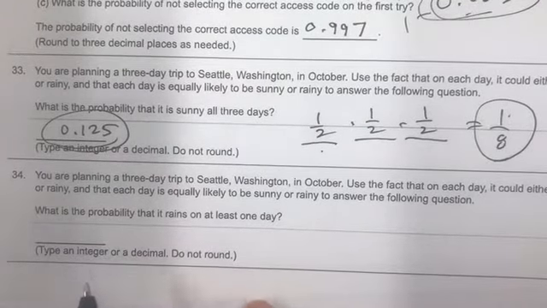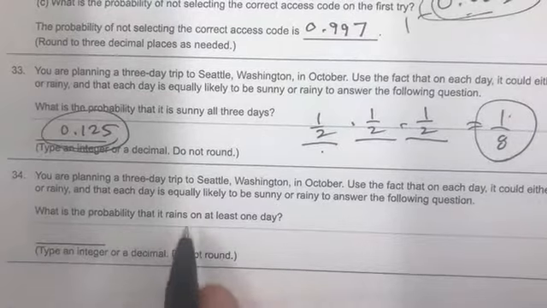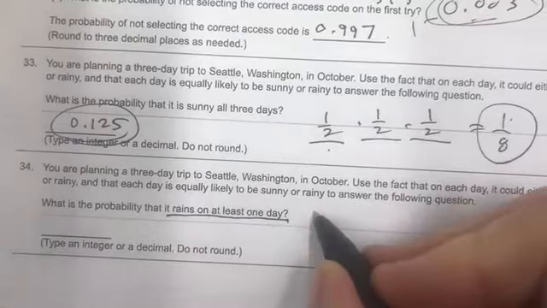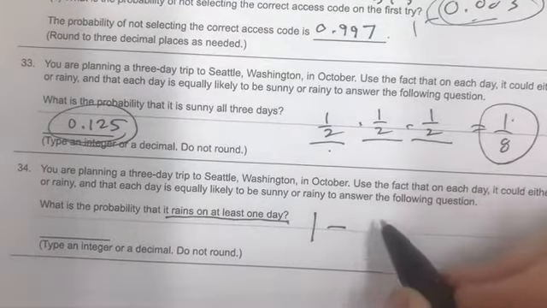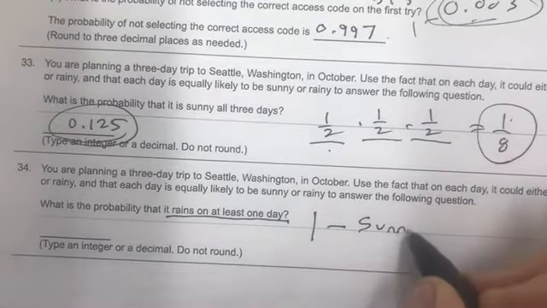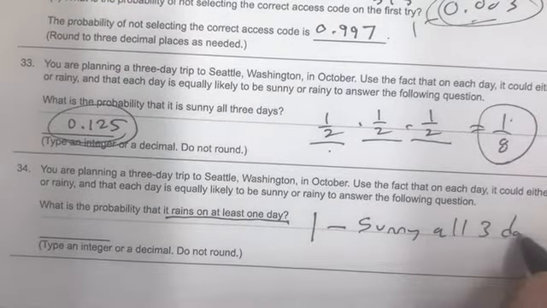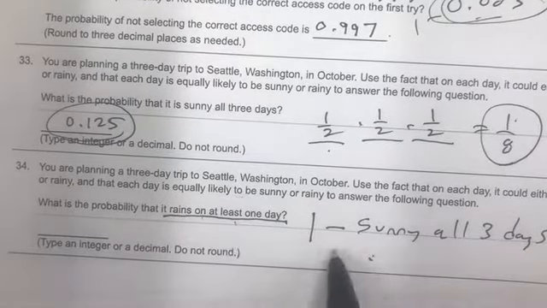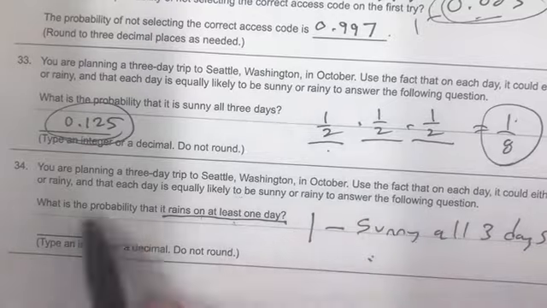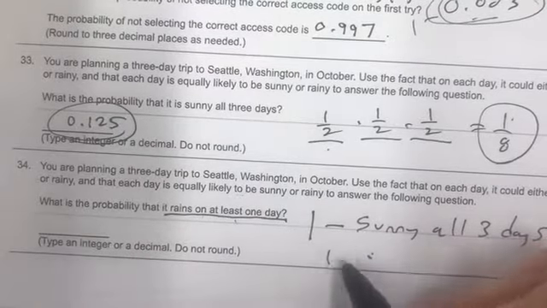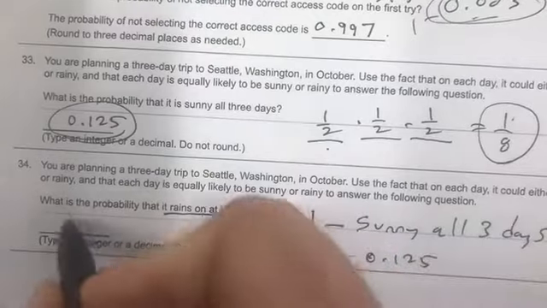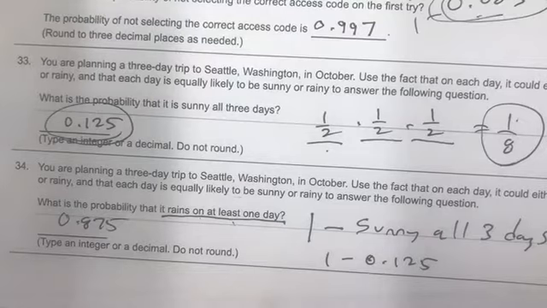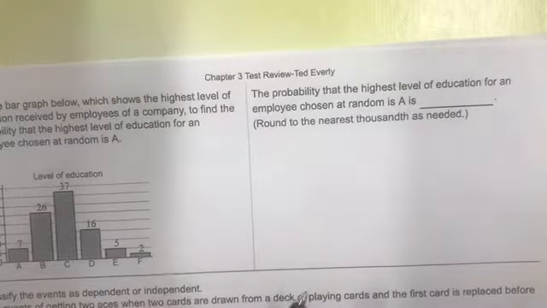Okay, 34. What's the probability that it rains on at least 1 day? All right, look here. Rains at least 1 day. That's going to be 1 minus that it's sunny all 3 days. See, we've talked about this. These are complements. When it's at least 1 day, it's 1 minus the complement of that, which we just did, the complement right there, 0.125. So I do 1 minus 0.125, which is 0.875. Okay. All right, we're good to go.